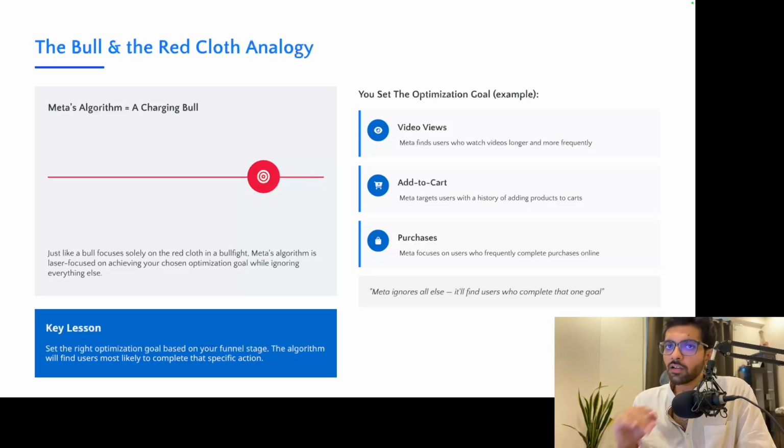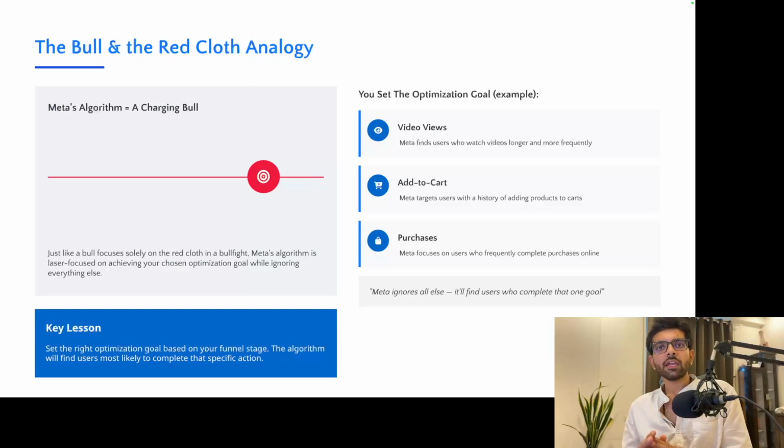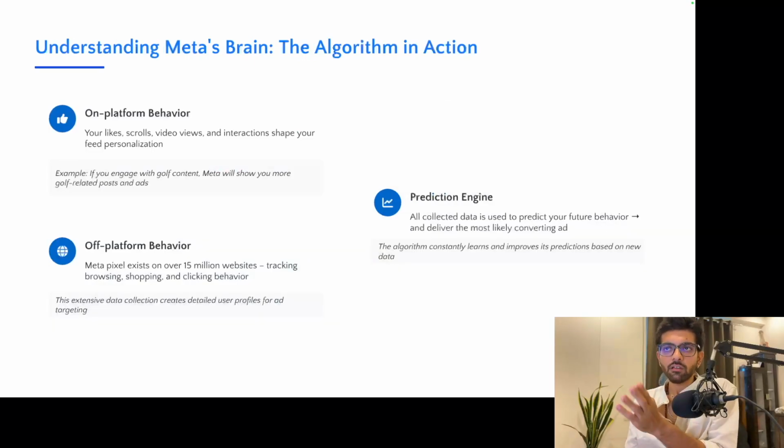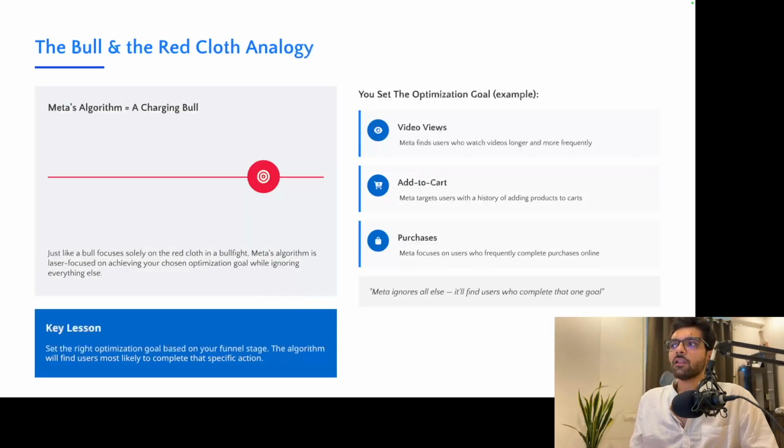If it is add to cart, similarly, it doesn't care if people are going to purchase your product. It only and only cares that people will put your product in the cart, because that's what you have asked it to do, right? So the key lesson over here is to use the right optimization based on your goals, based on your funnel stages, and the algorithm will find the best person to match that goal, best person based on these behaviors, right?